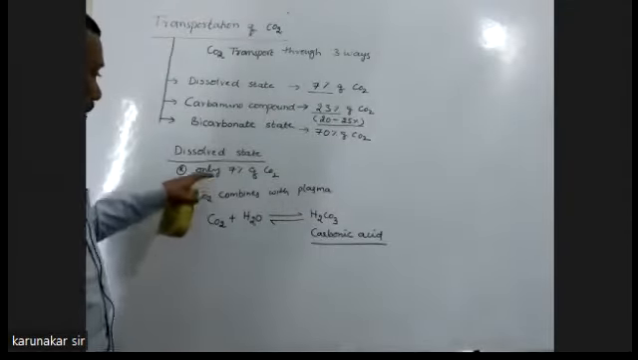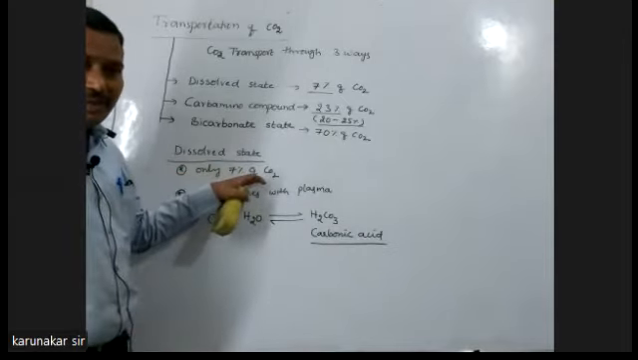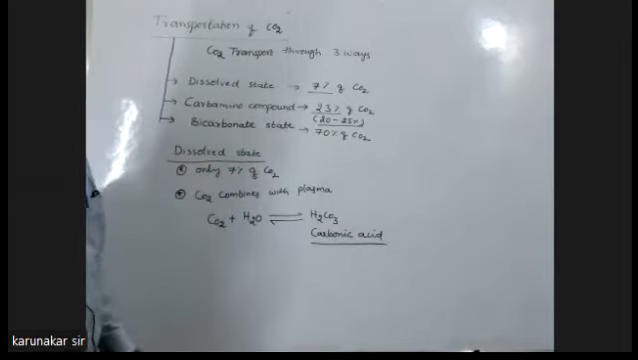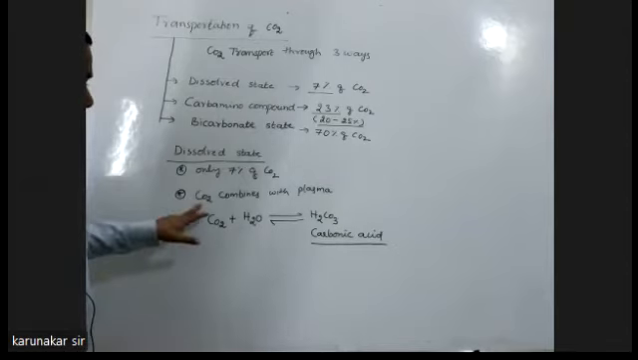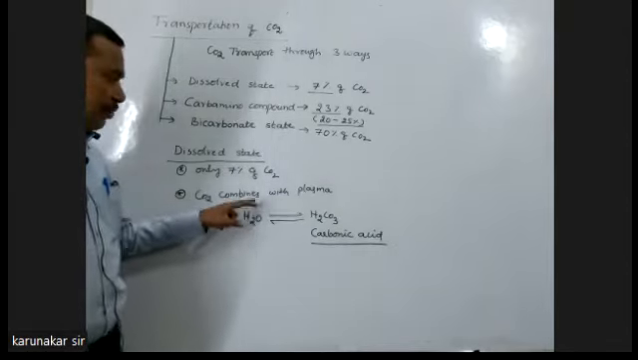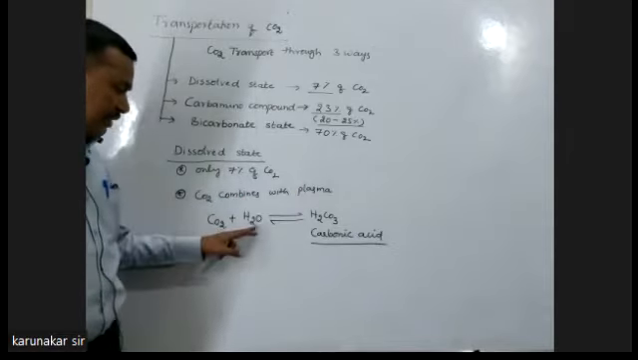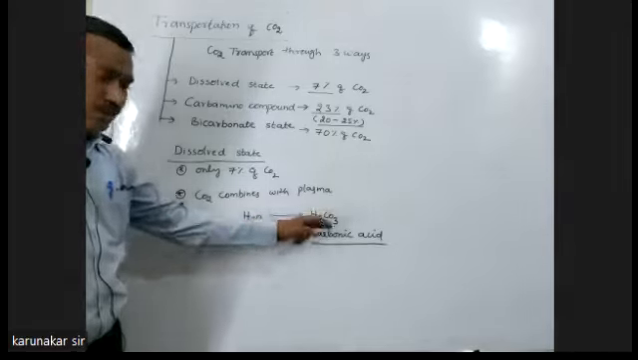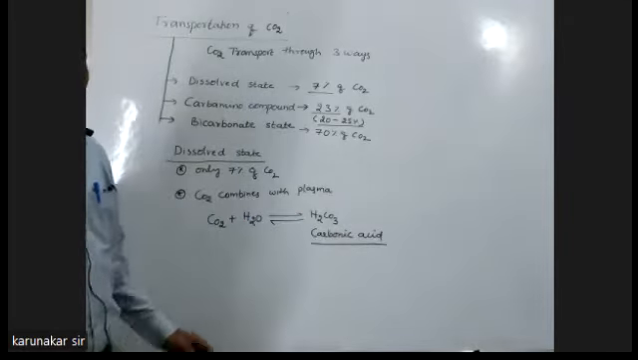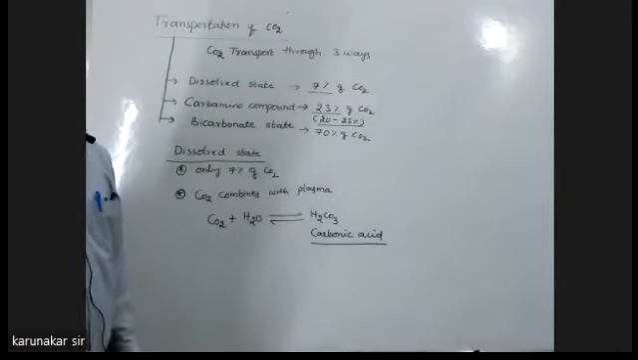Here you can remember, Nana, dissolved state, only 7% of carbon dioxide is transported through this method. In this, the CO2 combines with plasma water. CO2 plus H2O develops into H2CO3, carbonic acid. Through this method, it is transported in our body.